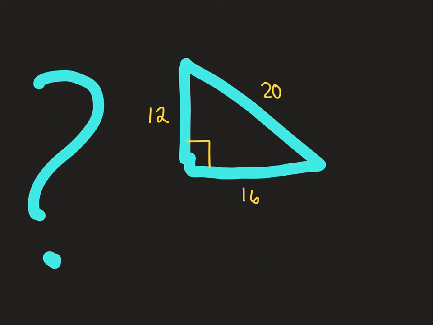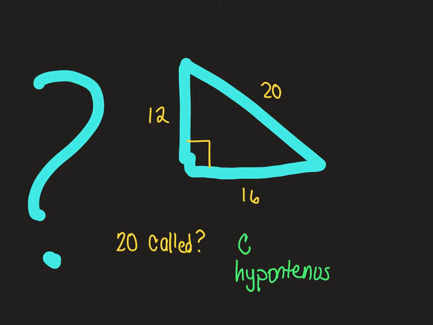All right, it's time for your first question. My question here is, what is the 20 called? What would we call the side that is 20? All right, what'd you type in? I would accept C or hypotenuse. 20 is the C. 20 is also the hypotenuse, which means the 12 and the 16 are legs.